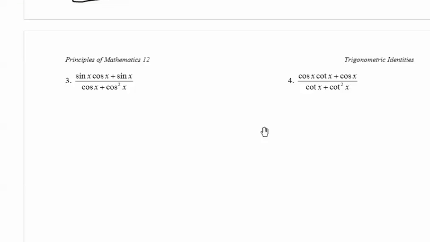The next two are a little bit easier because they're already in a single fraction, so I don't need common denominators. Instead, I'll use the factoring technique. So when you see something crazy like this, in your head you can think that all the sines are a's and all the cosines are b's. So what would you do if you had ab plus a over b plus b squared?